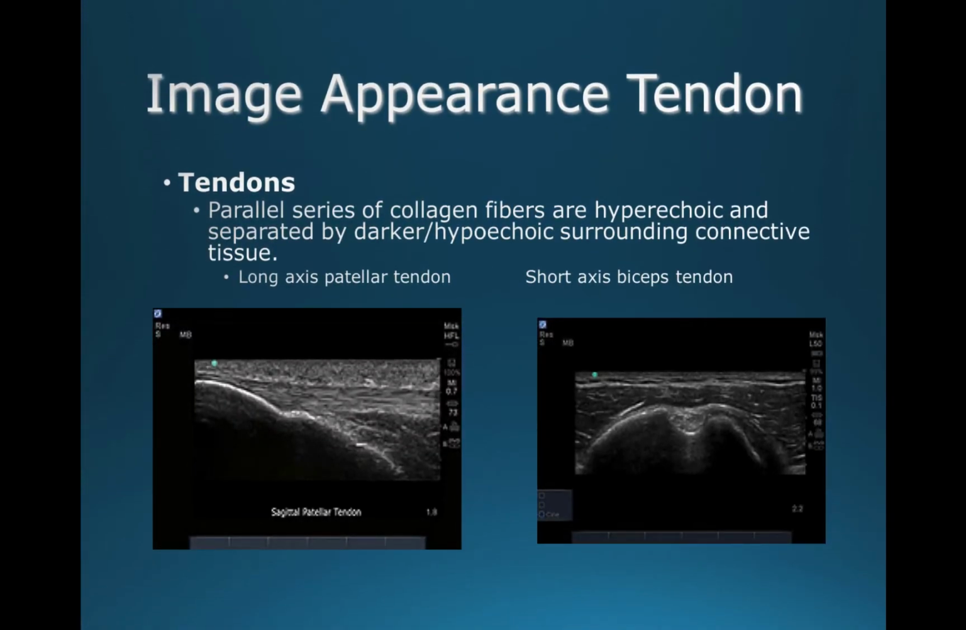Tendons, like I said, are parallel series of collagen fibers. They're more hyperechoic, and they're separated by darker hypoechoic surrounding connective tissue. So here's the long axis patellar tendon. Here's our biceps tendon in the intertubercular groove.